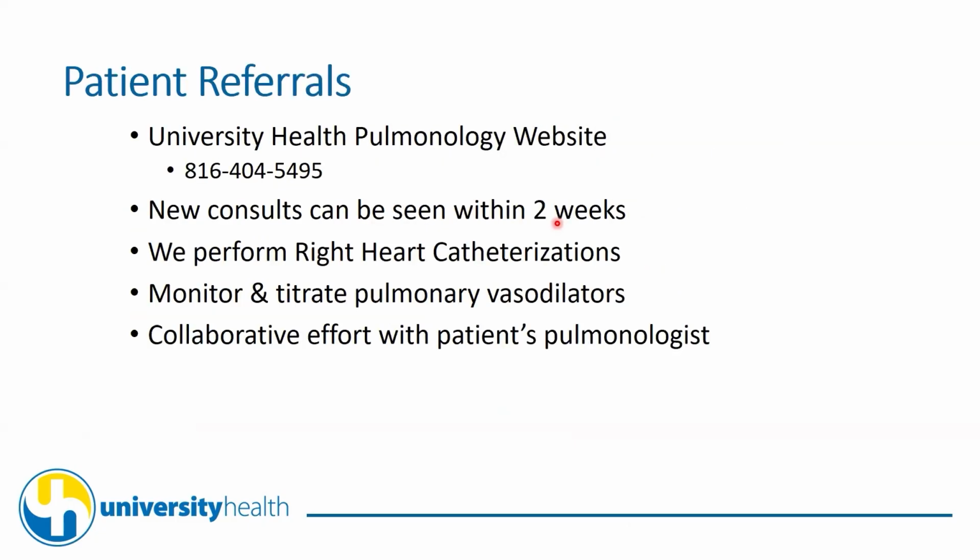So here at University of Health, we started our pulmonary hypertension clinic about 1.5 years ago. You can find the phone number for our pulmonary office on our website. We're seeing new consults, and depending on the urgency and the severity of pulmonary hypertension, they could be seen as early as within 2 weeks. And we perform right heart catheterizations here in our hospital. And we also monitor, titrate, and start the pulmonary vasodilators.